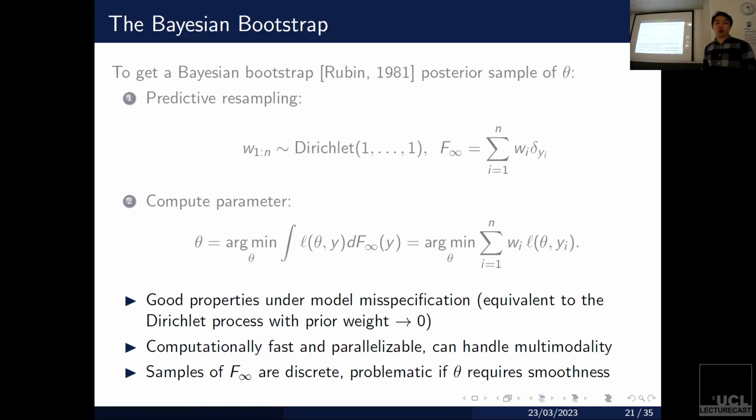But I'm going to talk a little bit more about this later: F infinity is guaranteed to only have support on the data points you've seen. There are going to be some scenarios in which this is problematic. In particular, if theta requires smoothness, then the Bayesian Bootstrap just fully breaks down. And I'll give an example of that later on.